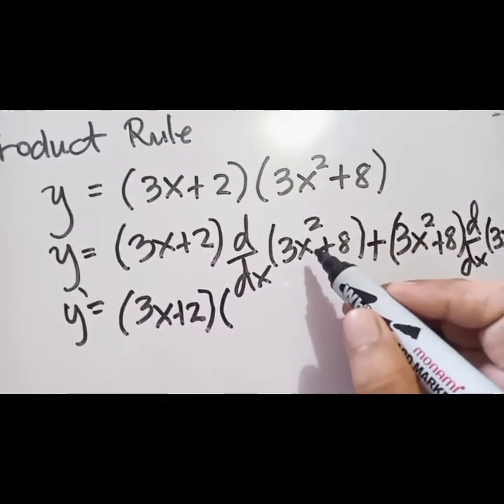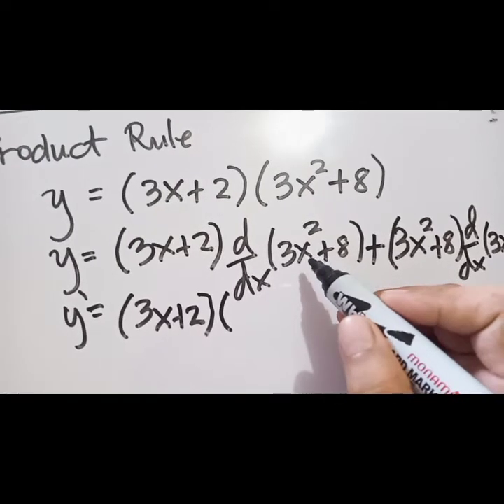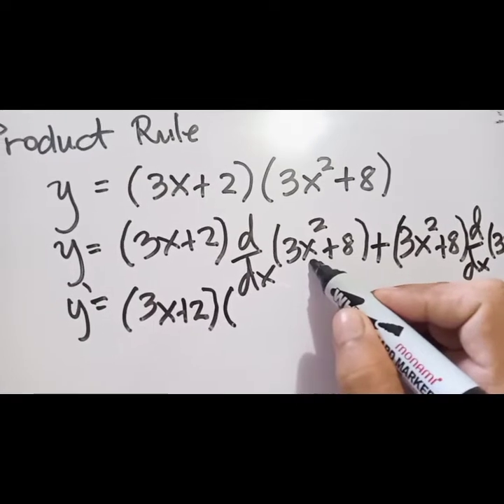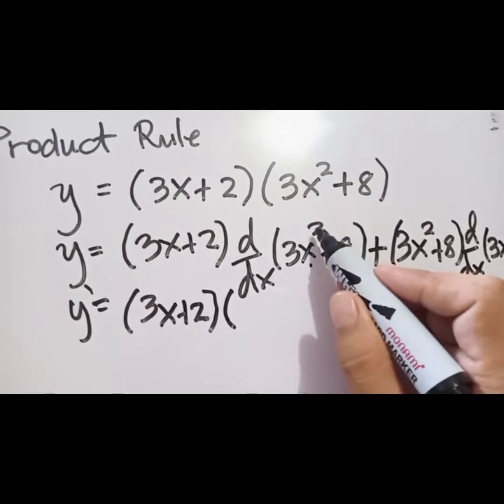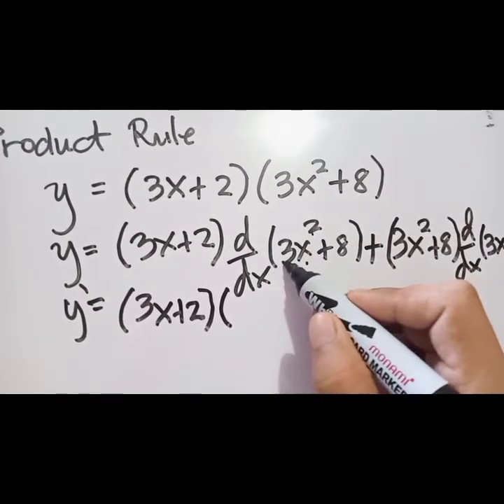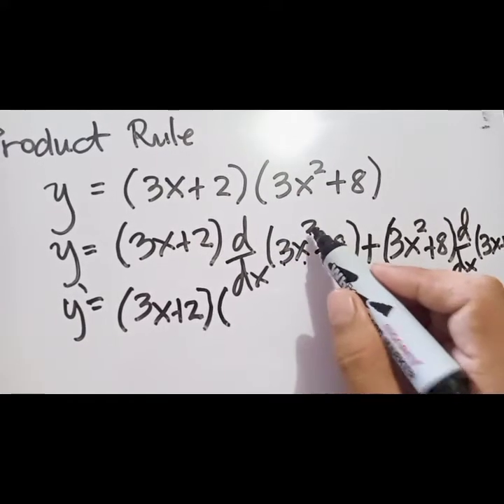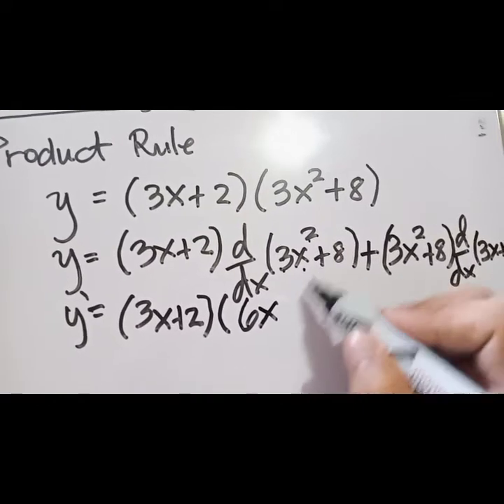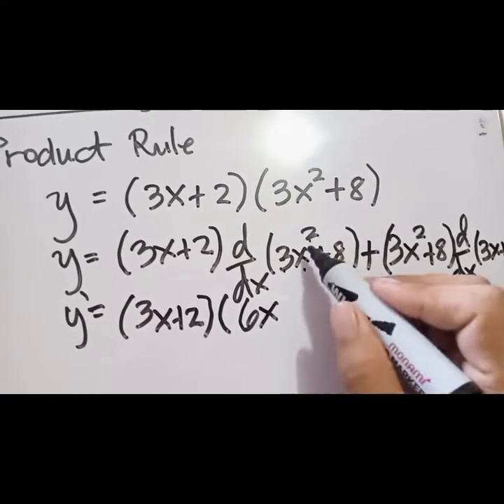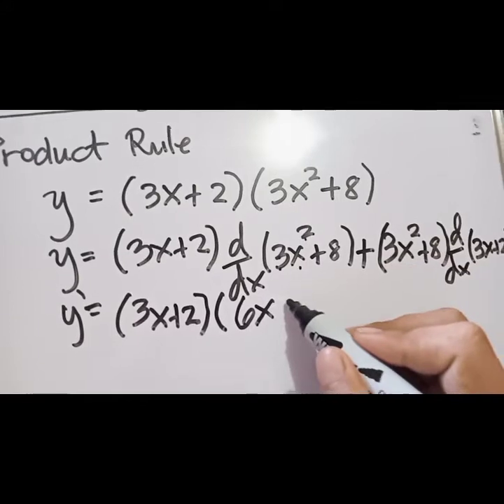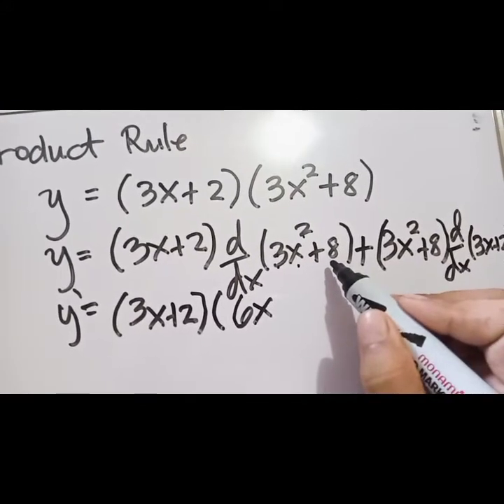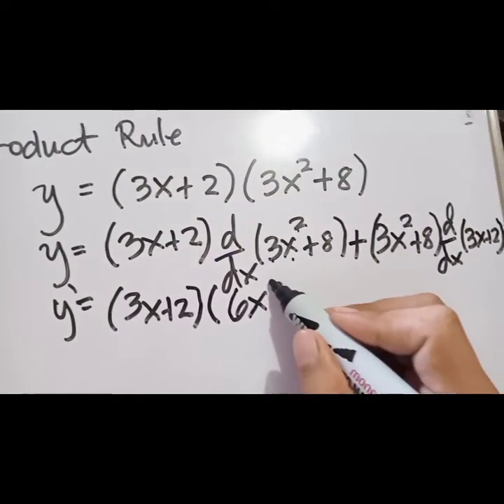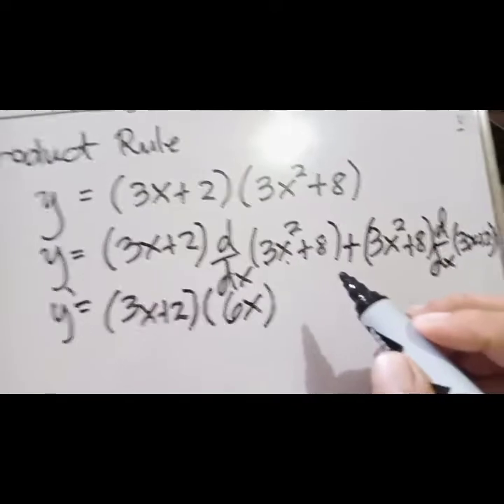Apply natin ang, yes, that is a power rule. Multiply the exponent to the numerical coefficient. 3 times 2 is 6x. Then, subtract by 1, that is 1. Then, what is the derivatives of 8? Since it is a constant, according sa constant rule, that is equal to 0.